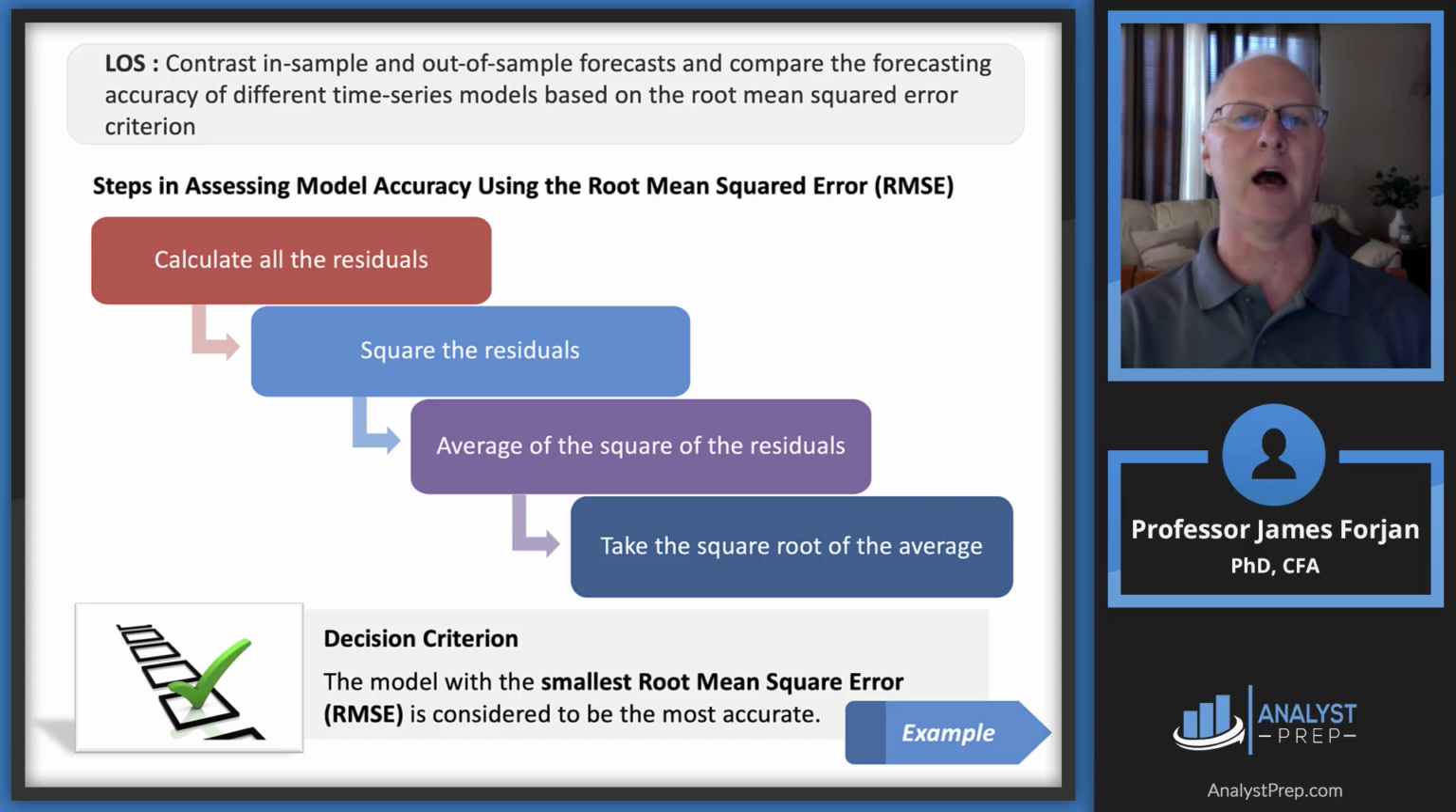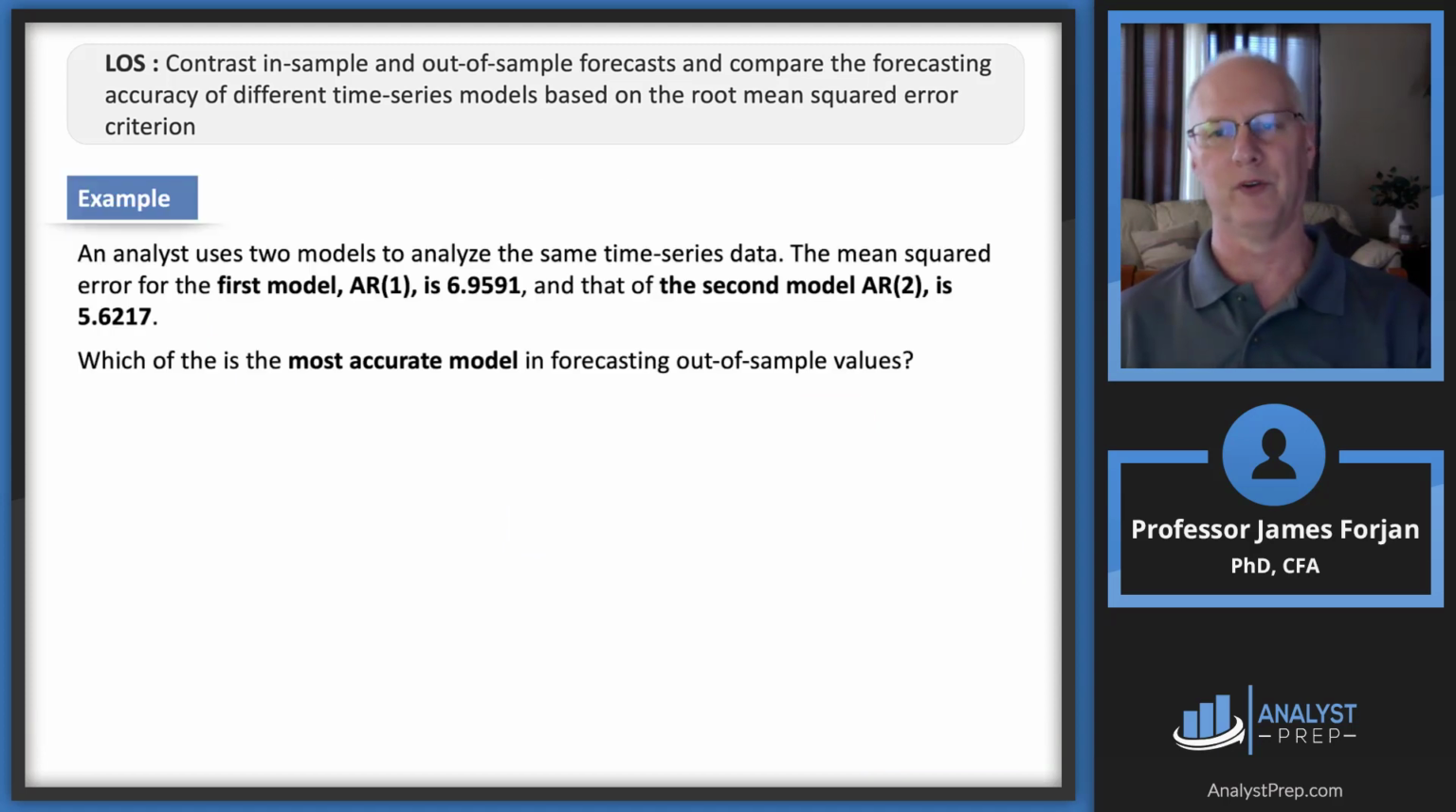So the question is, how do we do this? We're going to do this using the root mean squared error technique. This is super simple, and you'll see it in an example. We're going to calculate the residuals, square them, take the average, and then take the square root. And then we're going to choose the one with the smallest root mean squared error. Here's a super simple example.